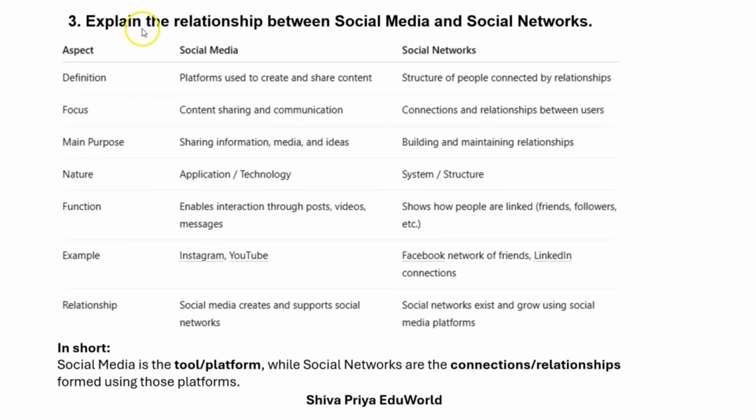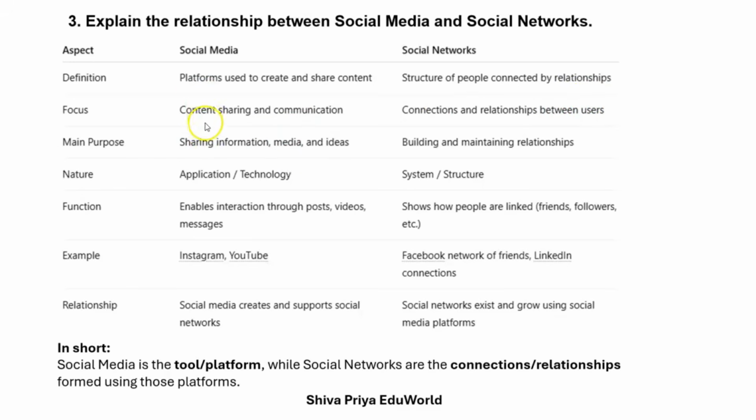Clear? And the third question is, explain the relationship between social media and social networks. Here, social media everyone knows, and I have also explained social network. Social media is a platform used to create and share content. A social network is a structure of people connected by relationships. Clear? The main focus of social media is content sharing and communication. The main focus of social network is connections and relationships between the users. Clear? You have to remember this.